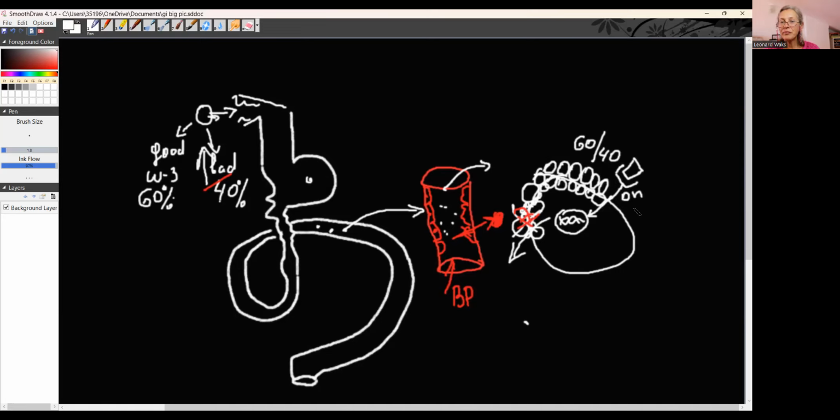Now, if there is no estrogen sitting here on the receptor, then the receptor is off, meaning that the signal is not going into the nucleus and the cell is not reproducing.